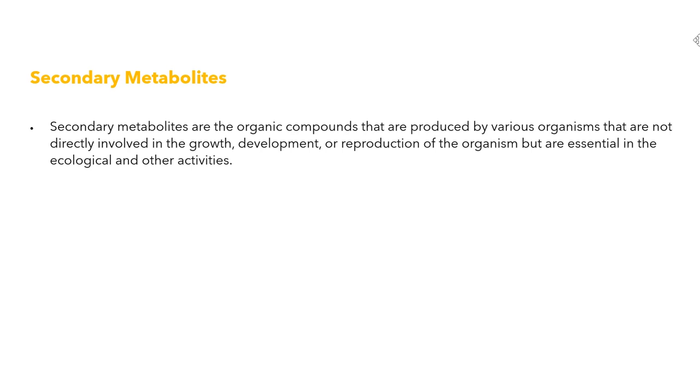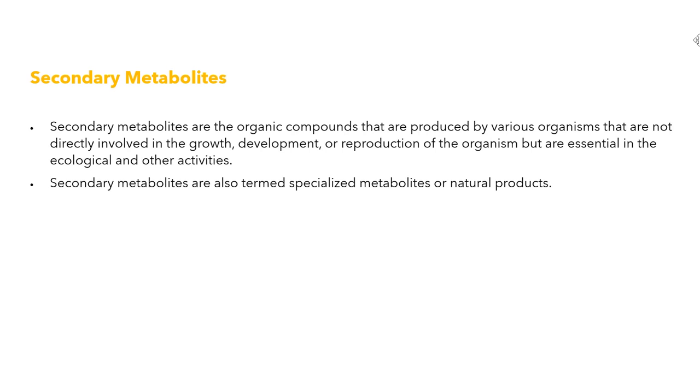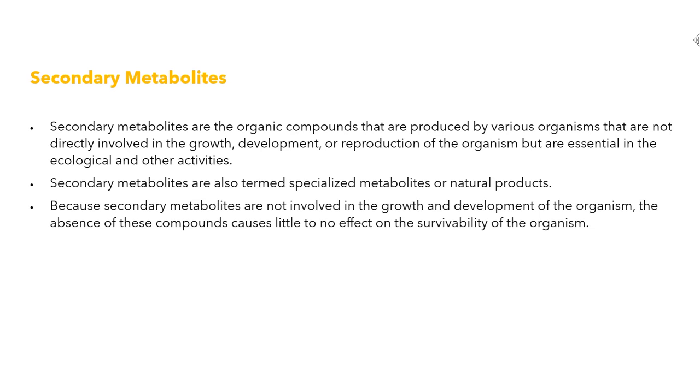Just for the growth of the organism, primary metabolite is important. For the survival of the organism, primary metabolites are important. But secondary metabolites are just essential in the ecological and other activities. Secondary metabolites are also termed specialized metabolites or natural products. Because they are not involved in the growth and development of the organism, the absence of these compounds causes little or no effect on the survivability of the organism.